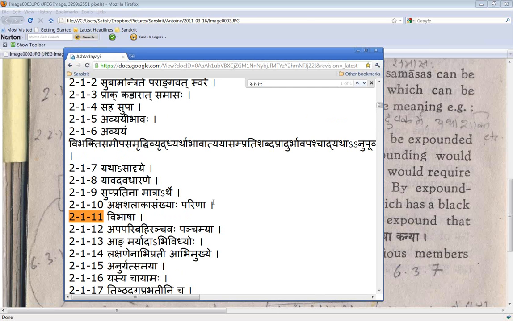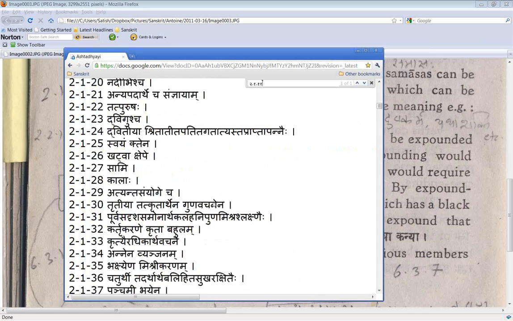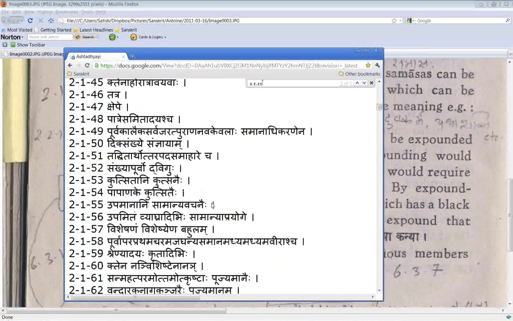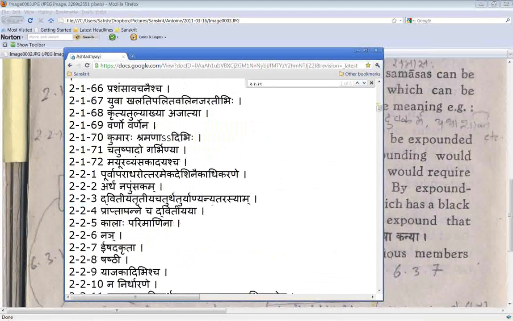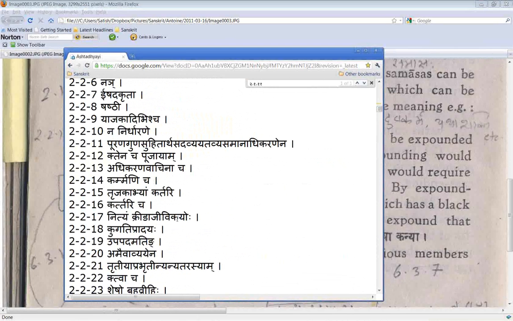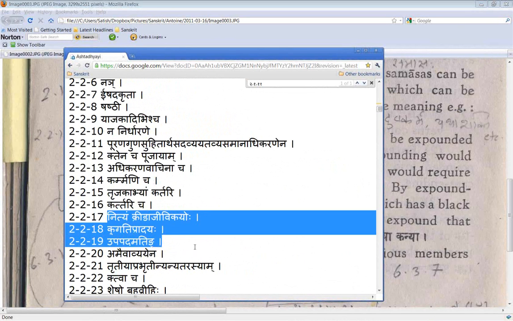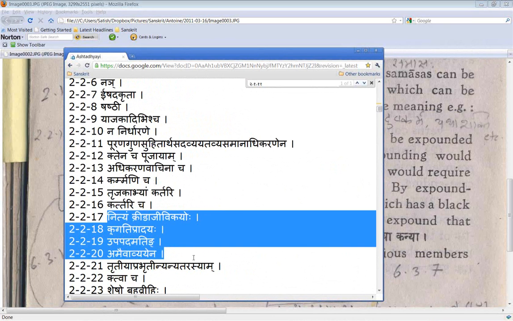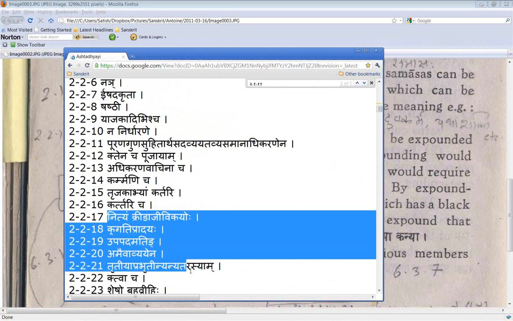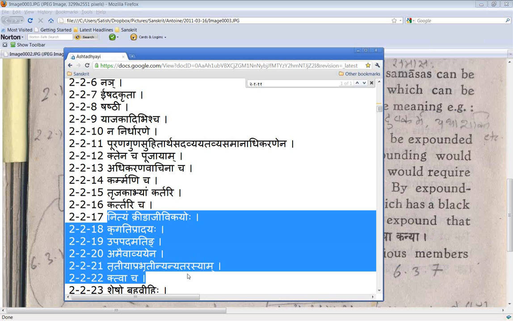That is one. Second thing is that when Panini gets to the Tatpurushas, he has a short section of nitya samasa. Nityam krida jivikayoho. From that up to, I think it goes up to Swacha. I think it goes up to there.